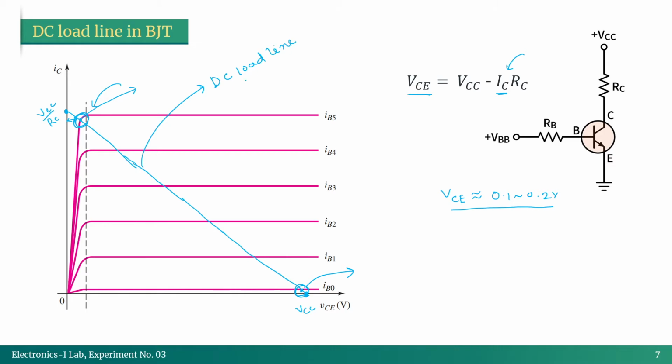So that's our task 1. You have to just find out this straight line here, which is the DC load line of our circuit.